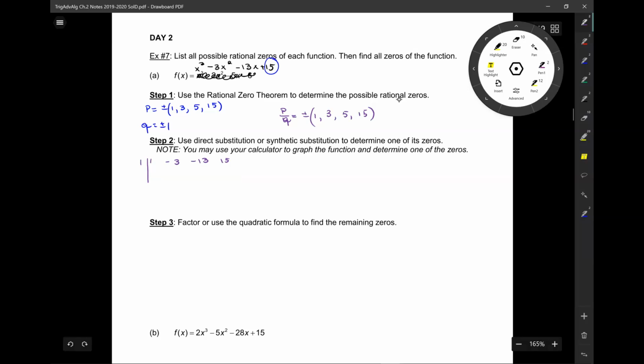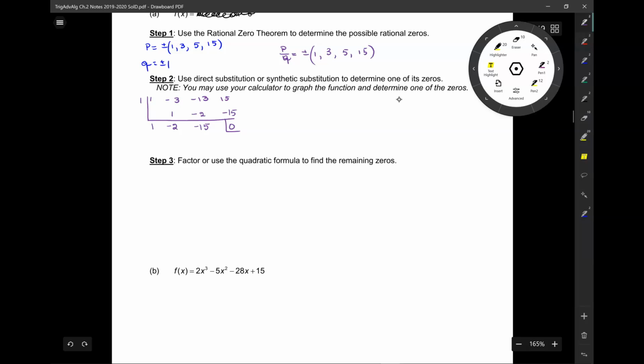So now, 1 comes down, and I get negative 2 here, negative 2, negative 15, negative 15, 0. Should we have gotten 0 remainder? Yes, because it's a zero. Okay.